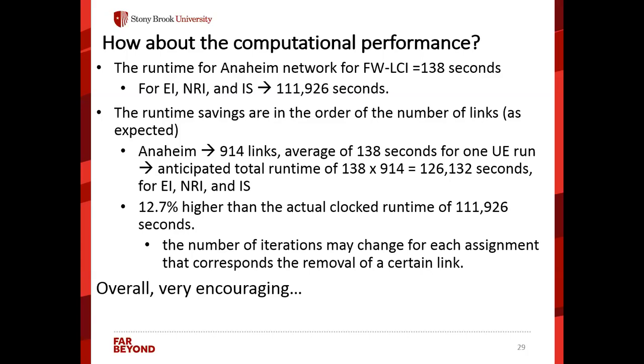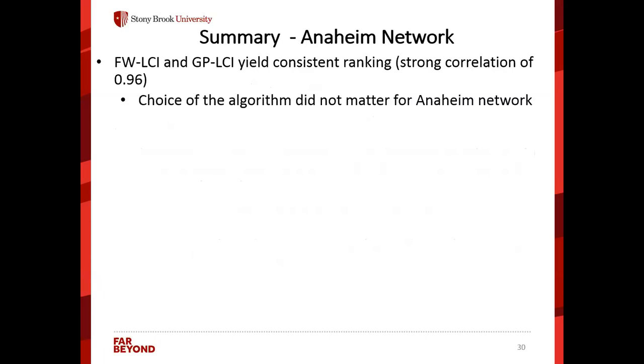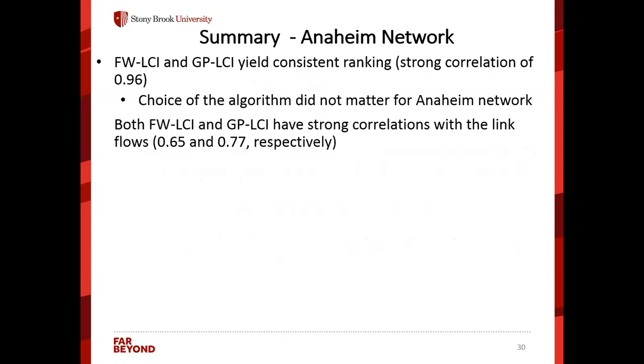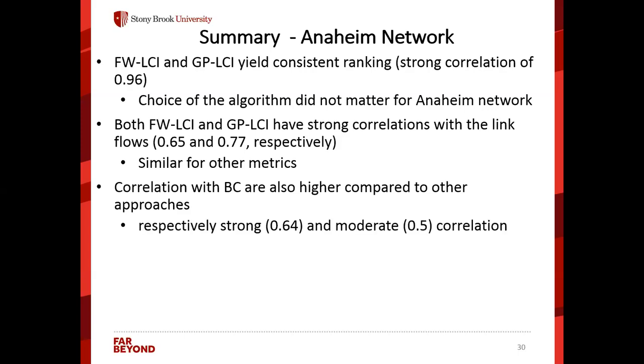This was the worst case with Frank-Wolfe, which has worse runtime than gradient projection. And in summary, the metrics mostly yield consistent rankings. Choice of algorithm didn't matter for the Anaheim network. Both Frank-Wolfe and GPLCI have strong correlation with link flows, and this is the same for other metrics. Correlations between centrality measures are also higher compared to other approaches.